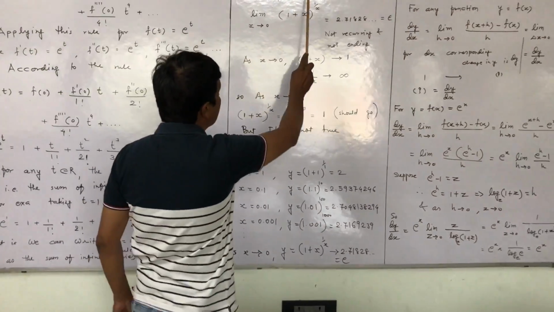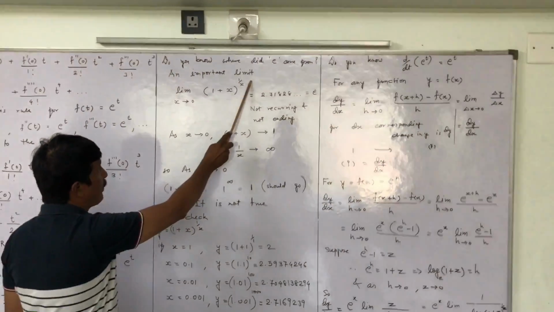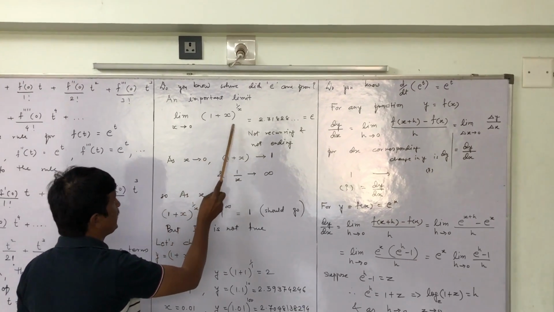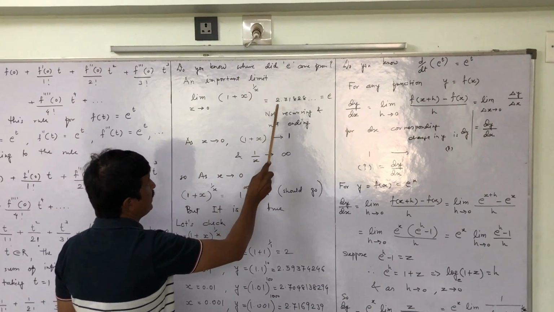Did you know where e came from? An important limit: the limit as x tends to 0 of 1 plus x raised to 1 upon x. It is e.